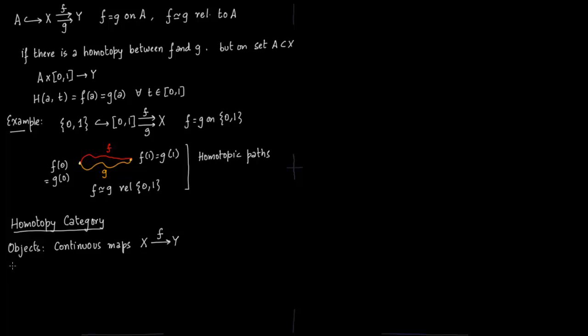Now we want to define the morphism. So morphism is the homotopies between these maps. So morphism from, say, map F to map G is nothing but a homotopy. So now I'm using the interval 0, A rather than 0, 1. So H of X, 0 is F of X, and H of X, A is G of X.